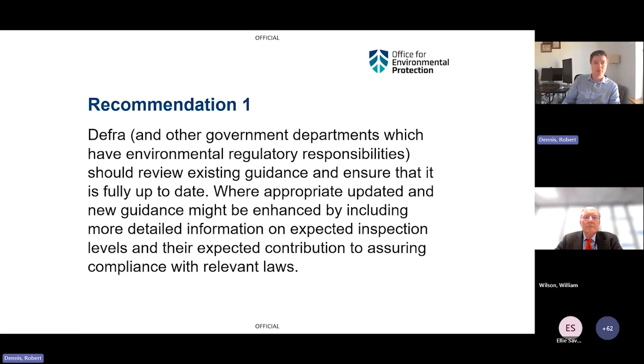So our recommendation here is a relatively simple one. It's just that DEFRA needs to put a bit more attention on what's going on with guidance, whether it's up to date, whether it can be enhanced, and not just DEFRA, but all regulators have responsibility for guidance, because there's clearly some improvements that can be made there.